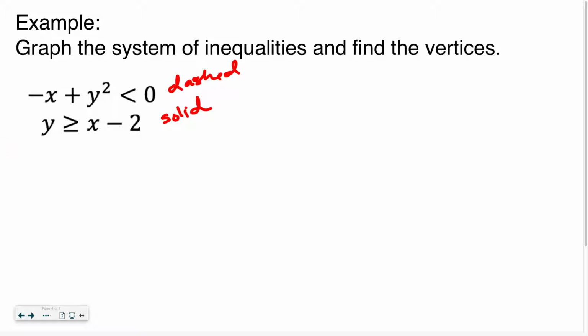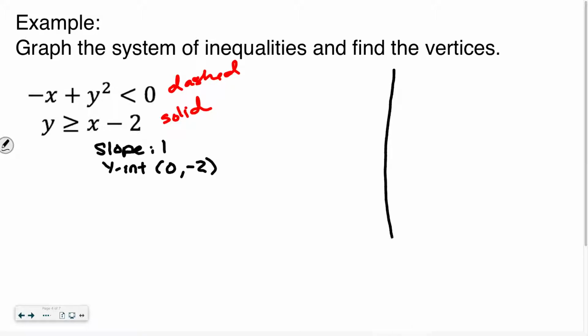Now, the second one looks very familiar to me. What type of shape is that? Y equals x minus 2. That's a line. Y equals mx plus b, right? Okay. So we know how to graph lines in y equals mx plus b form. The slope here is 1 and the y-intercept is (0, negative 2). Okay, so I'm going to go ahead and graph that one first. That's a quick and easy one for me to graph.